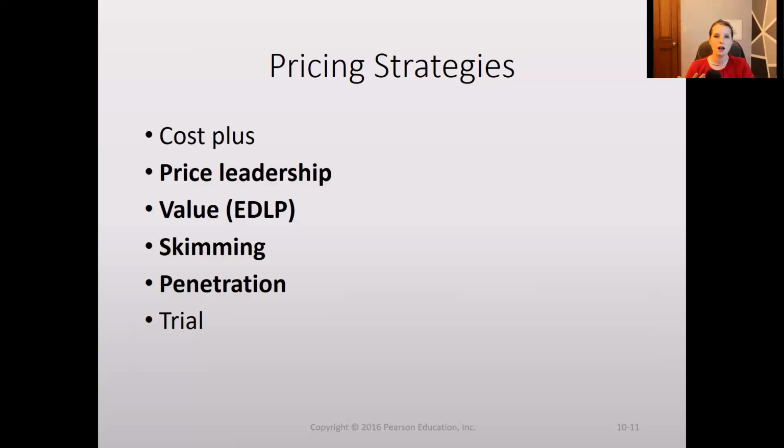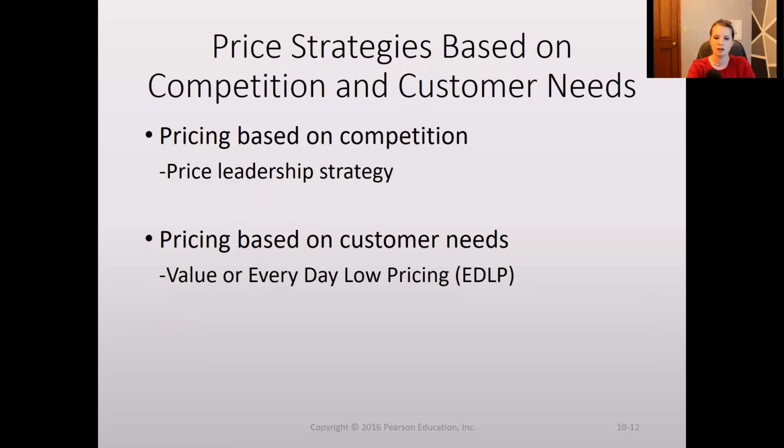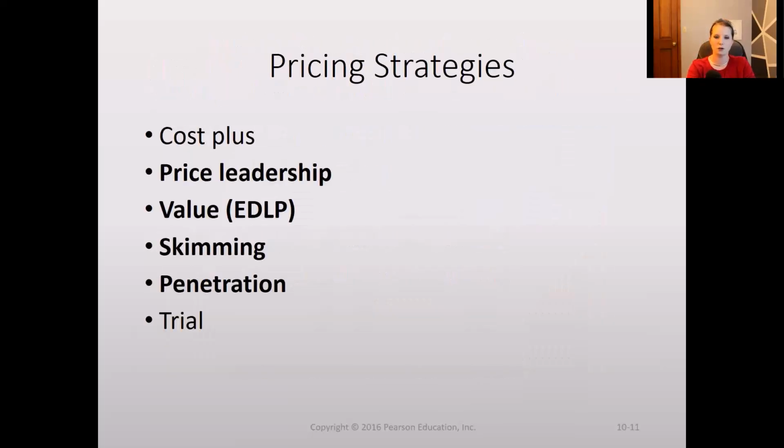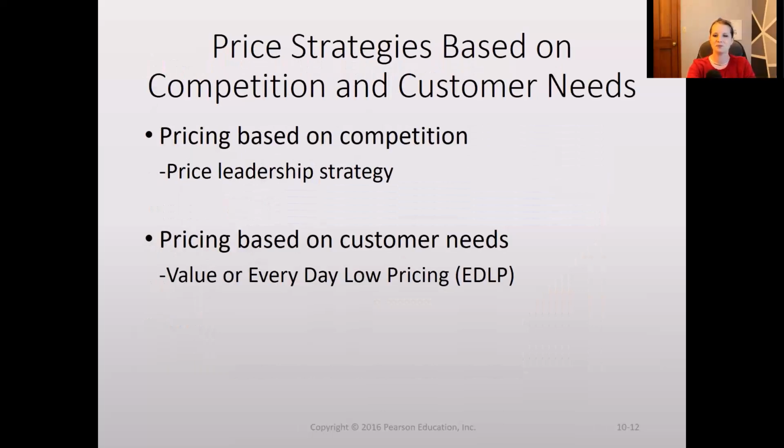Cost plus is exactly what it sounds like. We are going to take whatever our variable costs are, and we're going to add on typically a percentage. So maybe cost plus another 30% or cost plus 50%. The next is going to be price leadership, where we're really basing this on our competition.